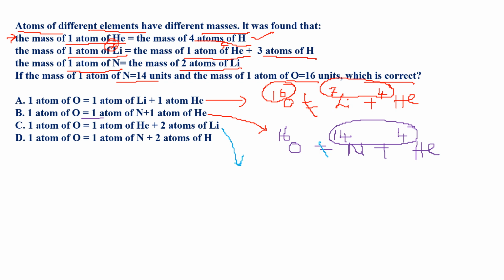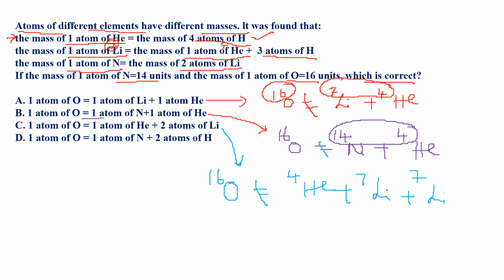Then we'll go for option C. Oxygen atomic mass is 16, that is equal to helium 4, plus 2 lithium atoms. Lithium mass is 7, and here 2 lithium atoms are there. Then 7 plus 7, 14, plus 4, 18. Now is it equal? No, they are not equal.